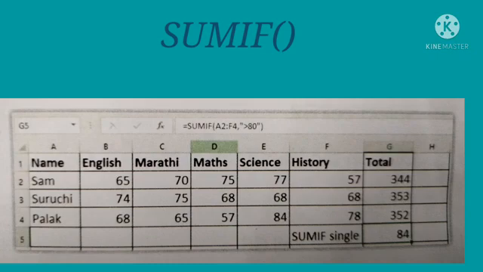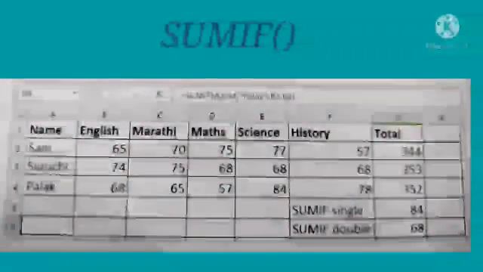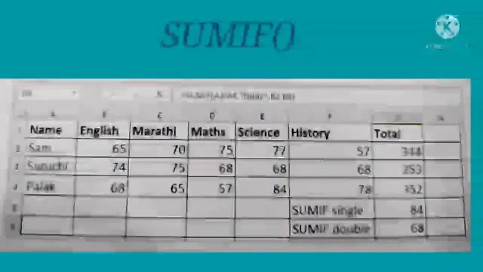Okay students, here we can give the condition, which shows the greater than 80 marks. Okay, A2 colon F4. Now students, here we can type the formula and when we press the enter key, it shows you greater than 80 marks. So only one cell has 84 marks. Palak, science. This will show in your answers.